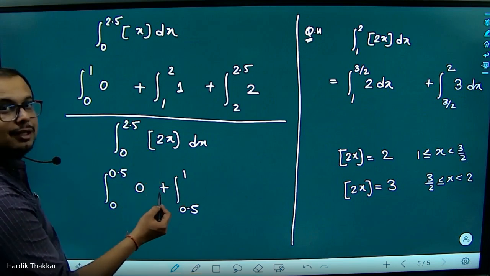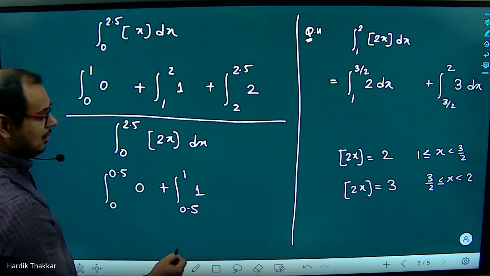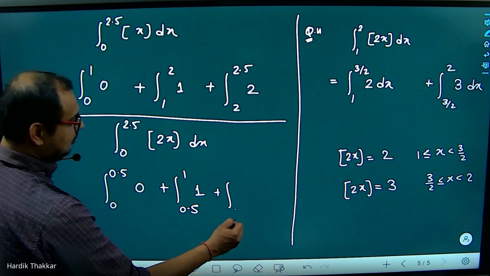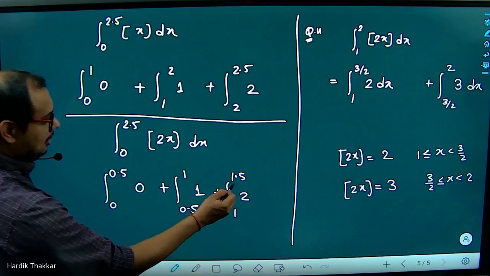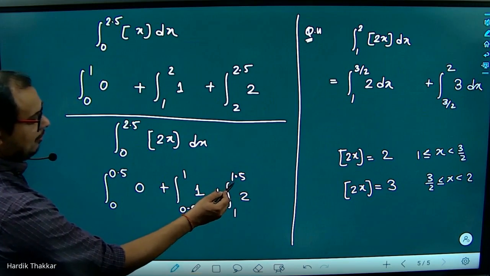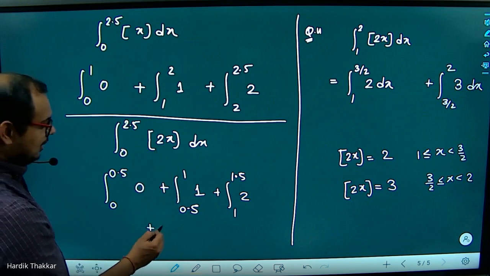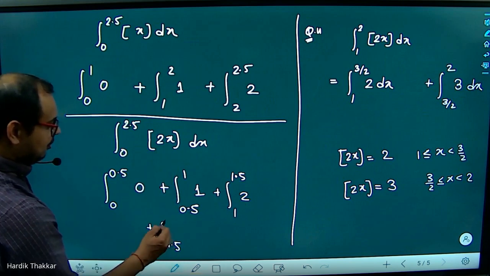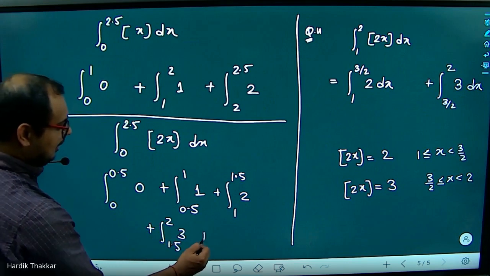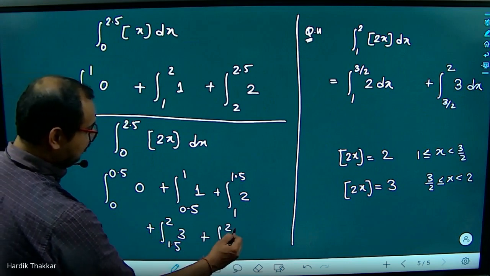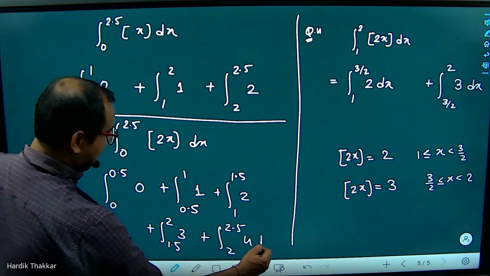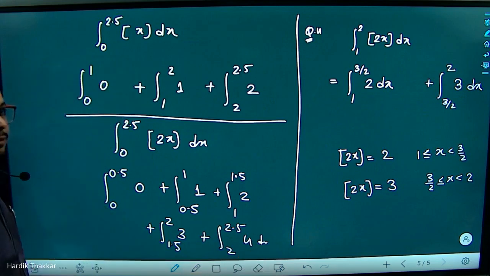Correct? Greatest integer function value. Yes, sir. For the next interval, from 1 to 1.5, when you put 1 you get 2, and that holds till 1.5, because after 1.5 you get 3. For the next interval 1.5 to 2, it will be 3. And for the next interval 2 to 2.5, it will be 4 dx. Correct? Yes, sir.